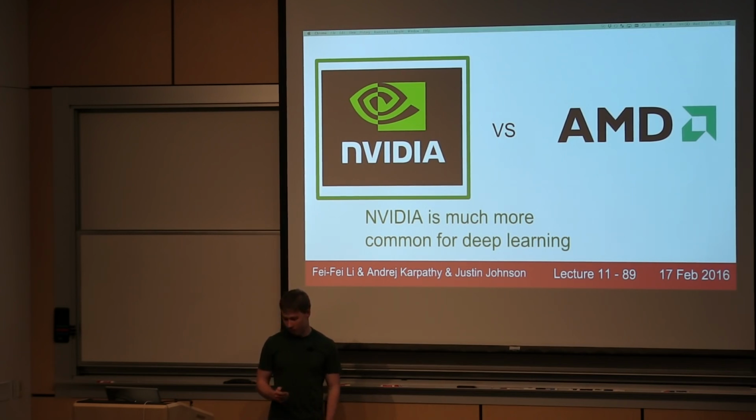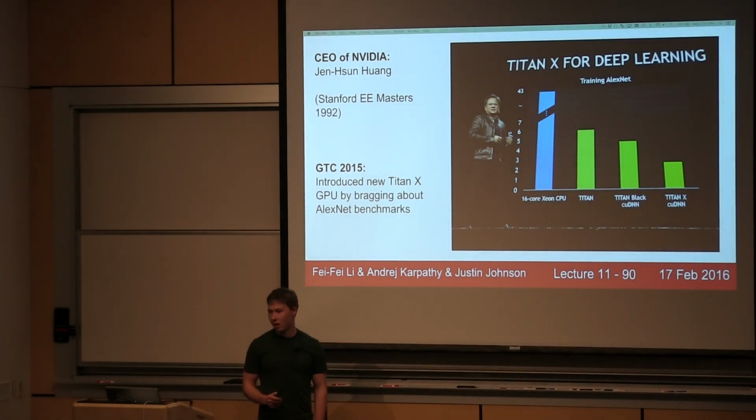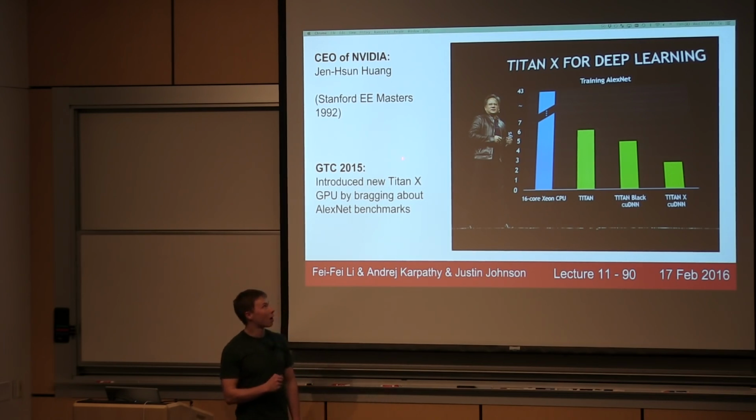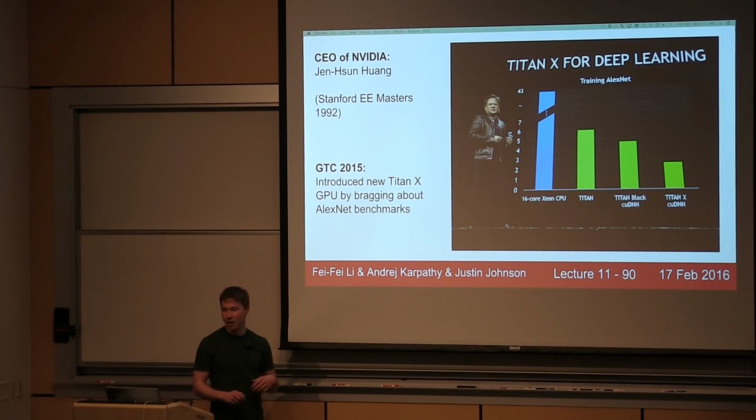As a cool example of that, last year at GTC, which is NVIDIA's yearly big, gigantic conference where they announce new products, Jensen Huang, who's the CEO of NVIDIA, and actually also a Stanford alum, introduced this latest and greatest new GPU called the Titan X, like their flagship thing. And the benchmark he used to sell it was how fast it can train AlexNet.